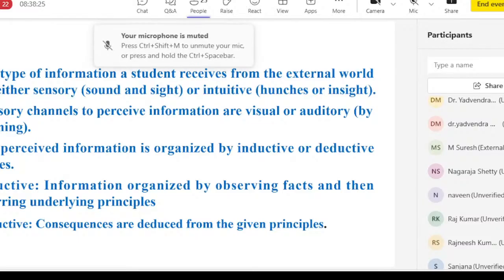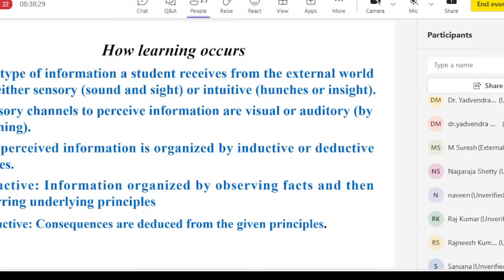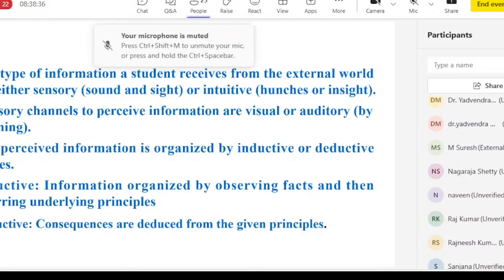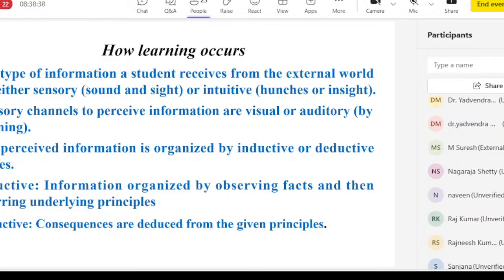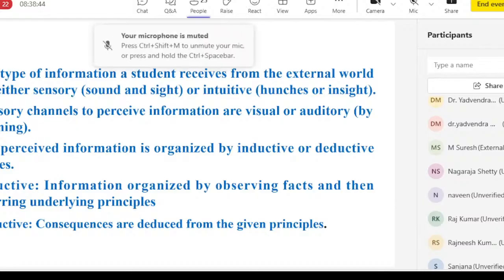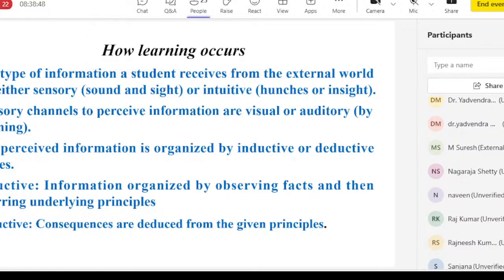Now this is one thing. And the sensory channels are either visual or auditory. I have already told you. The perceived information has to be organized to learn. How will you organize? Either through an inductive manner or through a deductive manner. So what is the inductive manner? Information is organized by observing the facts and then inferring the underlying principles.